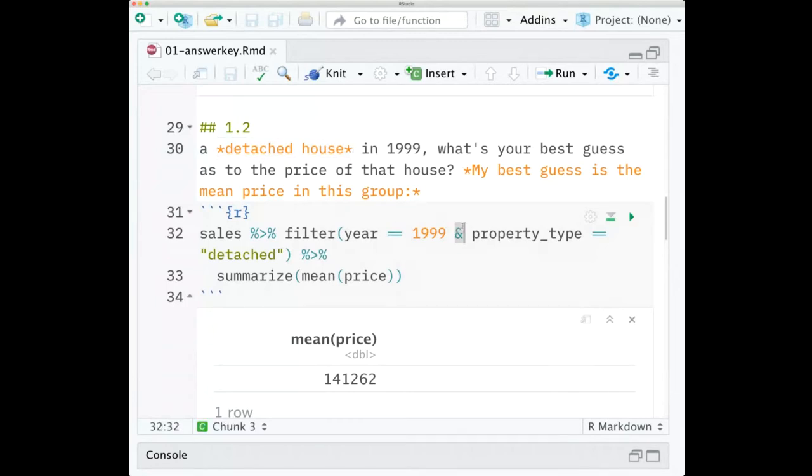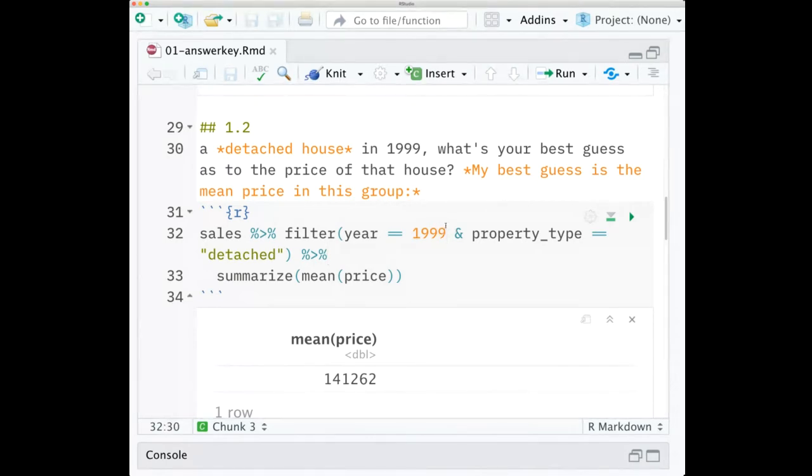So I put the and symbol and do my second filter. So this means the thing on the left has to be true, and the thing on the right has to be true.